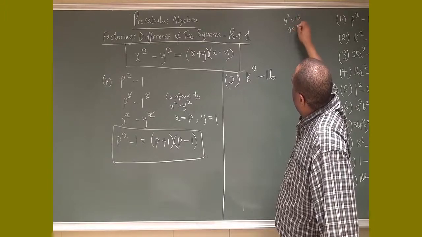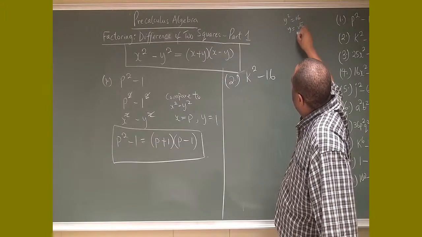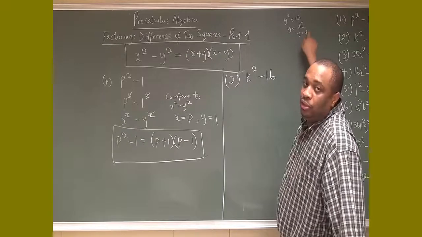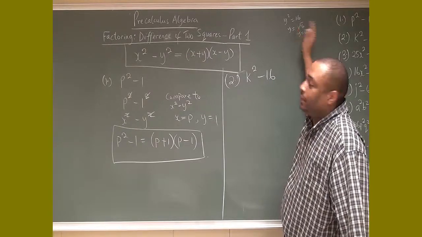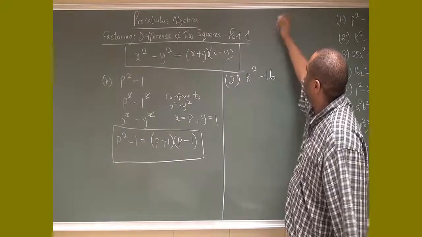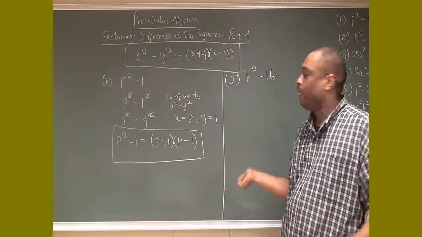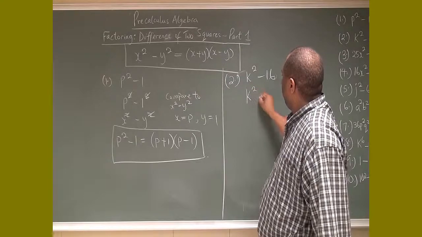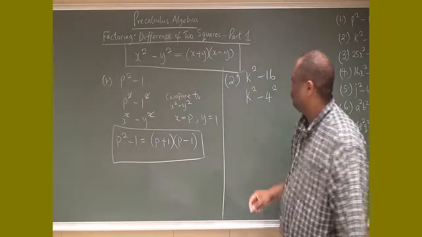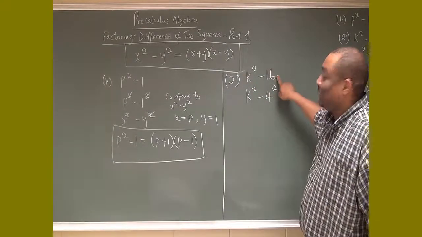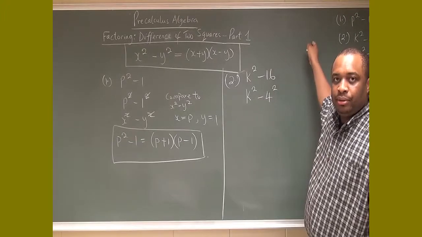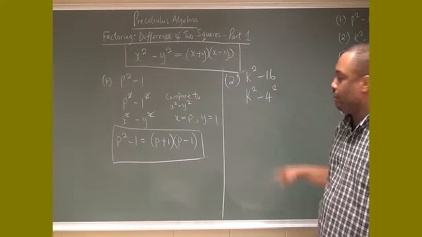Maybe y squared is 16, then y will be the square root of 16, and y will be 4. So you see, you square 4 to give you 16. So that's the way you do it. This will be k squared minus 4 squared, because your y squared is 16, and you take the square root of both sides, y will now be 4.